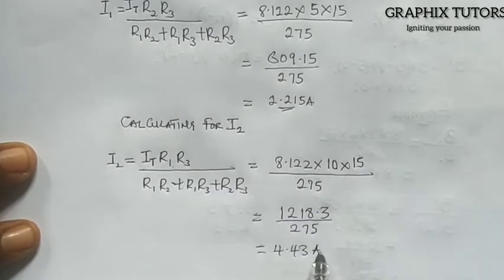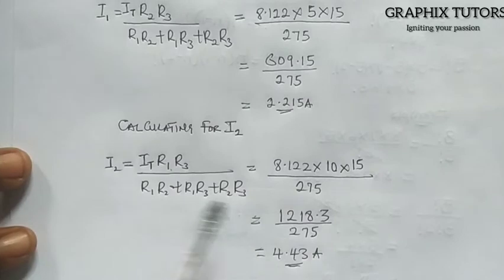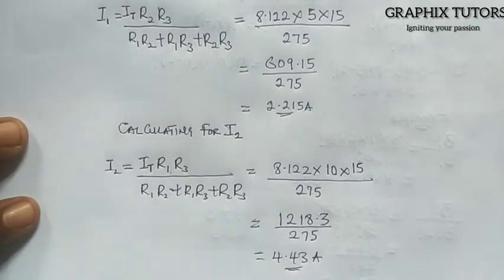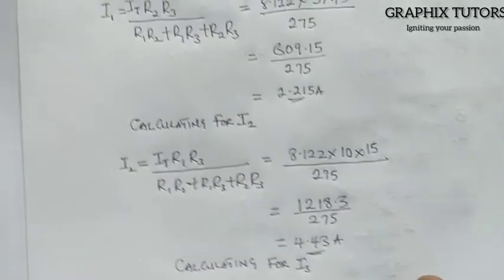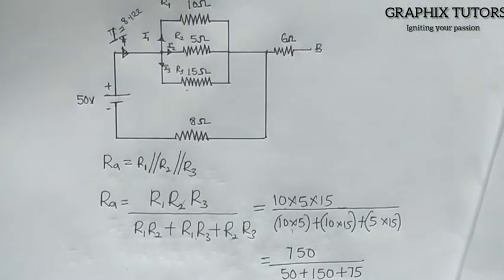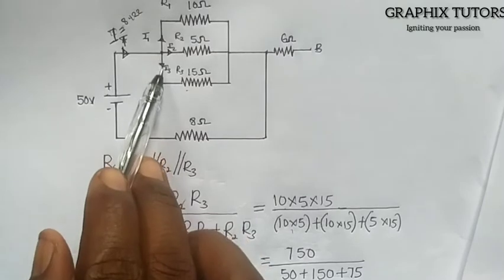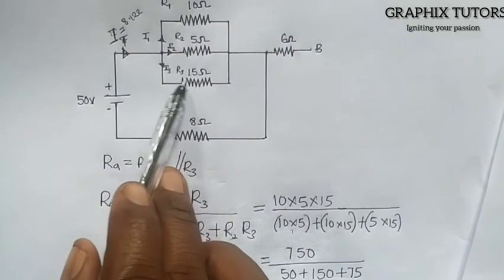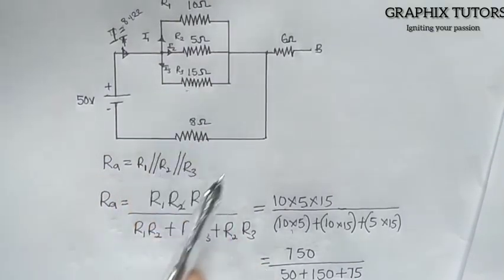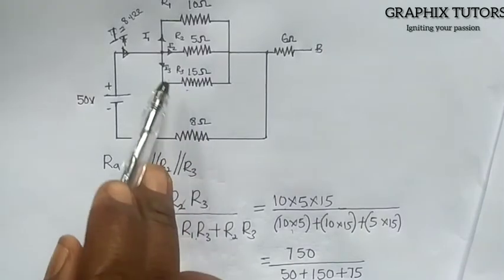4.43 amperes flowing through R2, 2 ohms. Now the next one will be I3. Calculating for I3, the same thing happens here too. In I3, where is I3 flowing through? This I3 is flowing through R3, which is 15 ohms. That means here you are going to remove R3 because I3 is flowing through it.